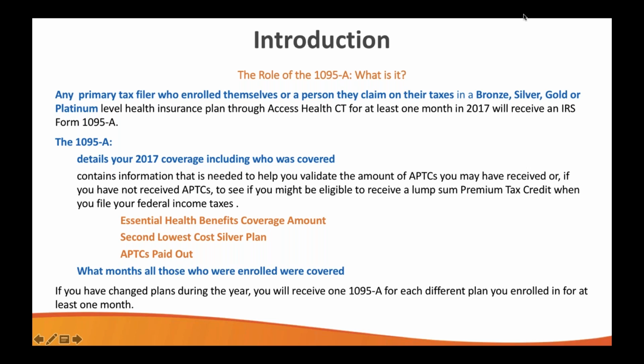So the 1095A details your 2017 coverage, including who is covered. It talks about information that's needed to help you validate your APTCs that you may have received or you may not have received, but might be eligible to receive a lump sum premium tax credit when you file your income tax. The 4 essential pieces, there's column A, B, and C.